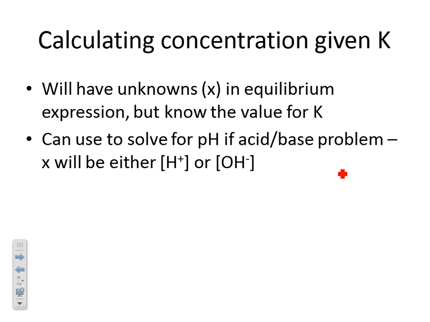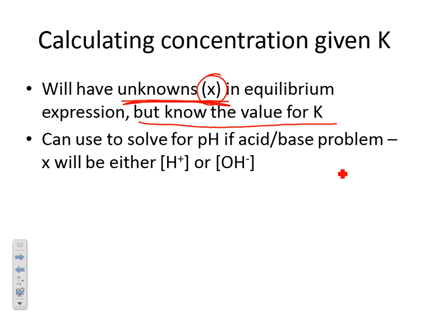So in calculating concentration, when you've been given the K value, what will be different about this process is that you will have unknowns in your equilibrium expression, meaning we can't fill in our ice chart with numbers. We will have X values in our equilibrium expression because we don't have enough information to completely fill it out. But you do know the value for K. So the idea is we'll have the unknowns in the products over reactants raised to their coefficients, but we're setting it equal to a value that we do actually know.